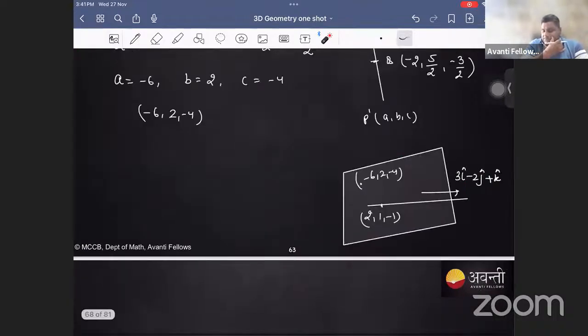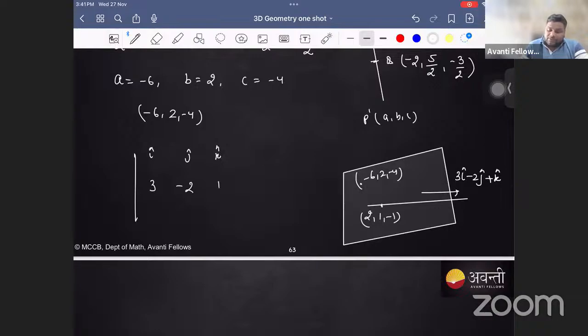So now, first of all, I want the normal of the plane. Normal of the plane will be the determinant with i cap, j cap, k cap; 3, minus 2, 1; and 2 minus minus 6, which is 8, 1 minus 2... minus 1 and 3.